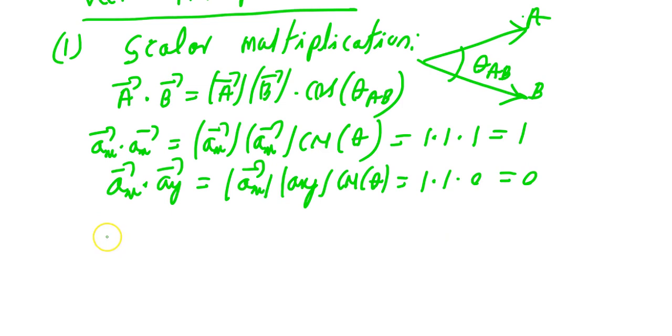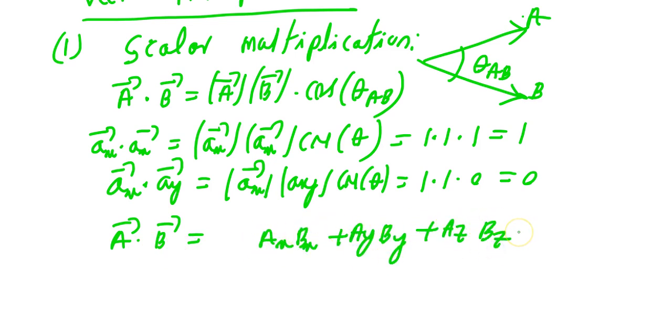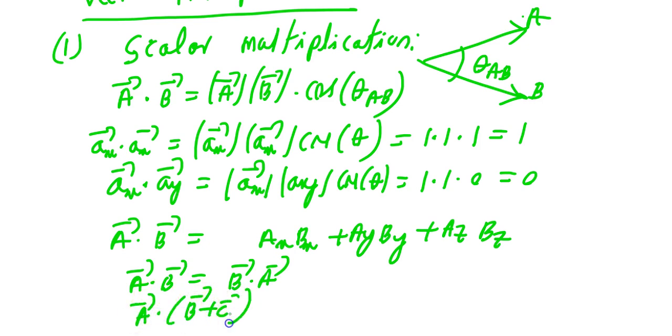So in the Cartesian coordinate systems, you can find the A dot B, and dot product is commutative. A dot B is the same as B dot A. Dot product is distributive also. A dot B plus C is equal to A dot B plus A dot C.